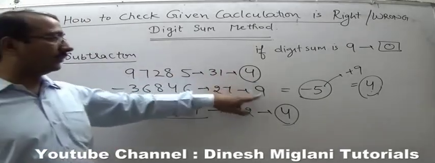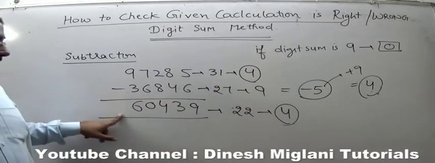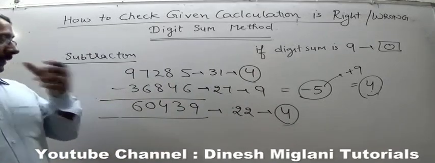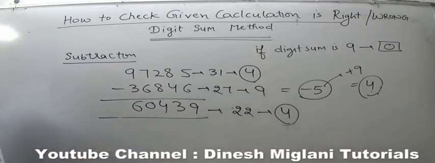So I can say 4 minus 0 is 4. So hence my answer is 4. It is 4 and it is 4. So finally we can say the calculation that we have done is right. Okay, so we understood how to apply it in case of subtraction.